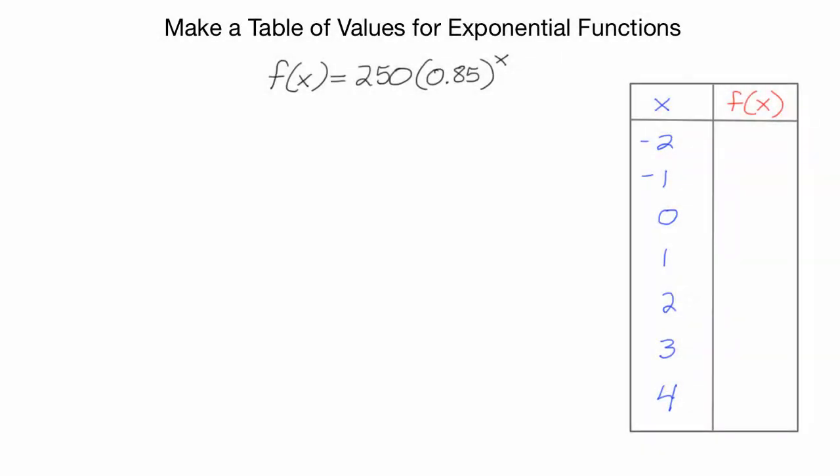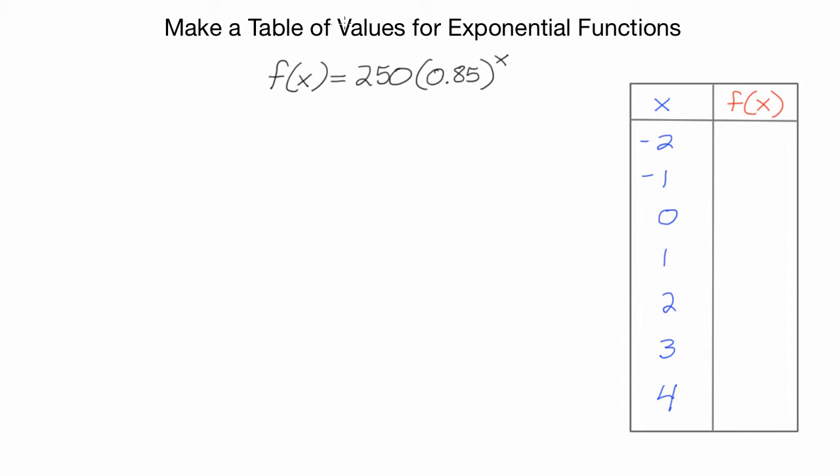In this video, we're going to be making tables of values for exponential functions. I've got an exponential function here, f of x equals 250. We're repeatedly multiplying that 250 times 0.85 to the x power. x just means we're going to be multiplying it over and over and over again. I just don't know how many times I want to multiply it yet.